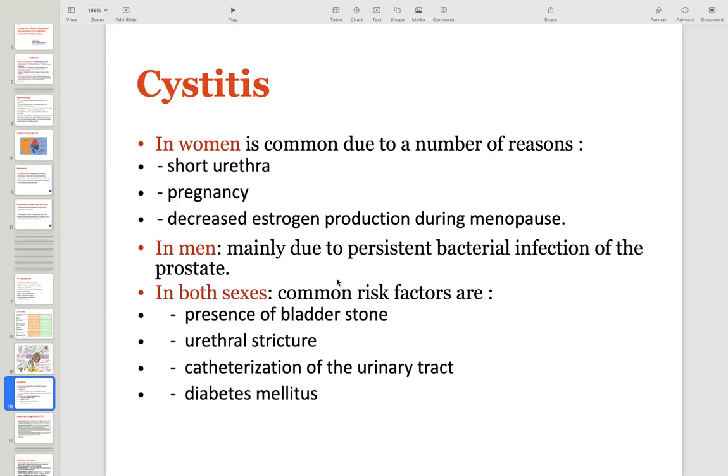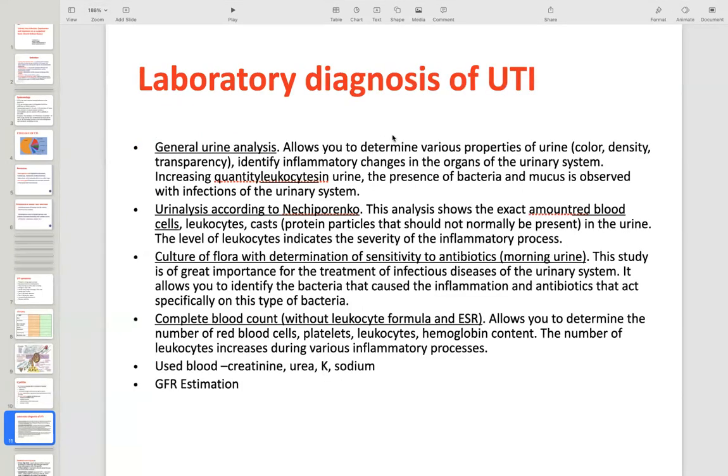In both sexes, common risk factors are presence of bladder stone, urethral stricture, catheterization of the urinary tract, and diabetes mellitus. So the laboratory diagnosis of UTI: general urine analysis allows you to determine various properties of urine such as color, density, transparency, and identify inflammatory changes in the organs of the urinary system, increasing quantity of leukocytes in urine. The presence of bacteria and mucus is observed with infections of the urinary system.